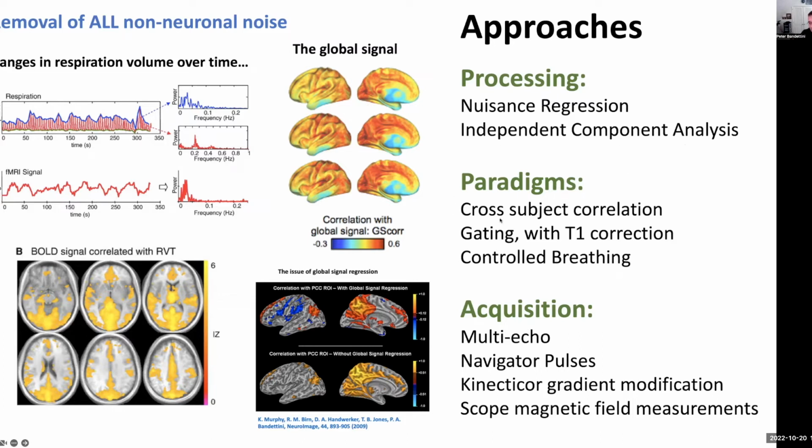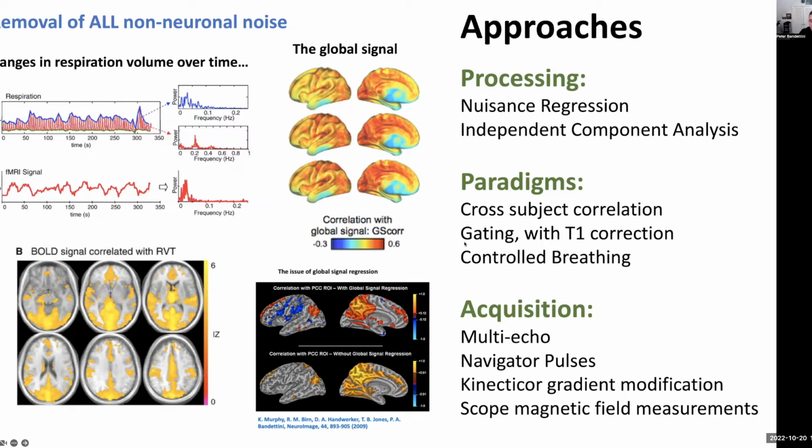There are different paradigms. Certainly cross-subject correlation is beautiful in this regard. Let's say a subject is looking at naturalistic stimuli. Their brain is fluctuating with that stimulus. You have another subject looking at that same time-locked stimulus. Their brains are only going to correlate to the degree that the neural activity is happening. All their physiologic stuff, their breathing, everything is randomly correlated, so that all gets removed. That's a really nice, powerful way of getting rid of a lot of the noise.